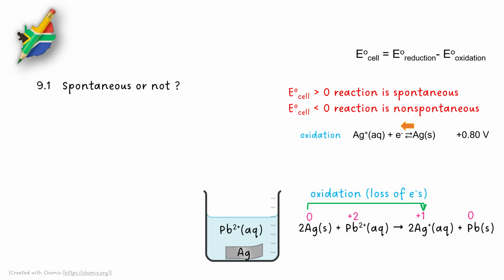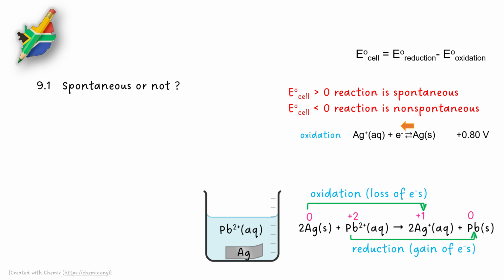The electrode potential value for the forward reaction, which is written as a reduction, is positive 0.80 volts. This value will be converted to a negative value when we substitute it into the cell potential equation, since we are looking at the reverse half reaction, the oxidation half reaction.